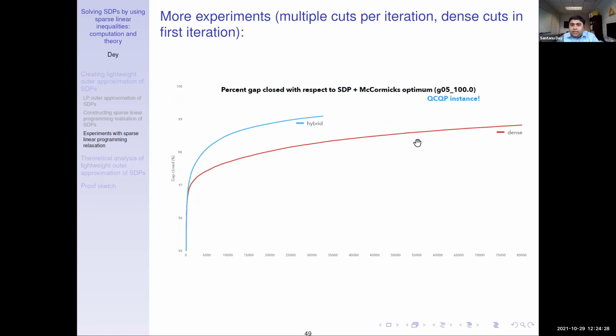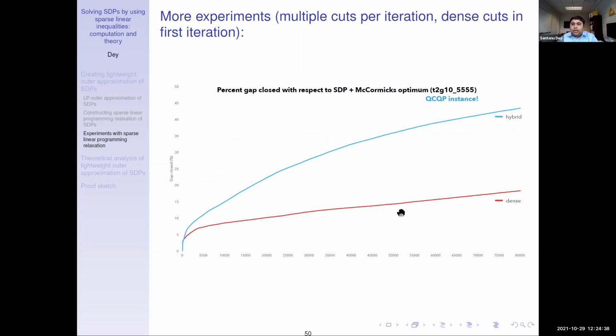And there are more extreme cases of this. This is some other instance where you see that we basically close almost 100 percent, at a much faster time compared to the dense cuts. Here you see the performance of the hybrid much better than the others. Of course, the gap closed is not so high, but with respect to the dense, it seems to do much better. Okay, I'll not go into more details of this.